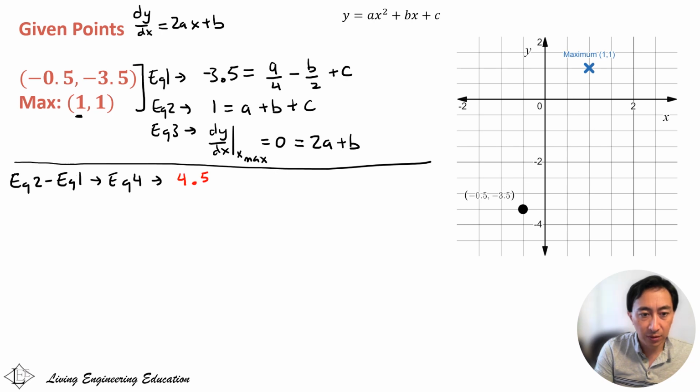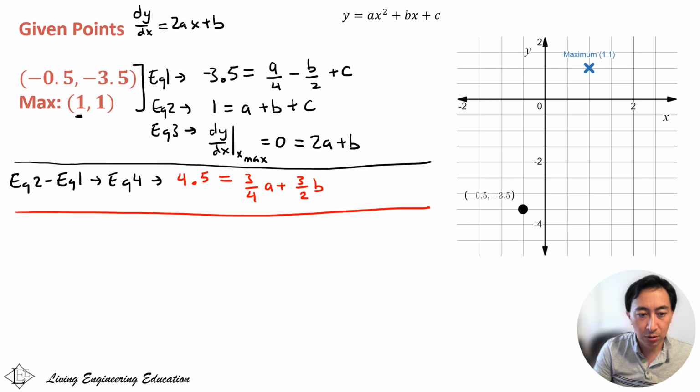4/2 is equal to a minus 1/4, so 3/4 a, b minus 1/2, so plus 3/2 b, right? Great. Now I'm going to combine equations 4 and 3. So let's say equation 4 minus equation 3. And this would be my equation 5.